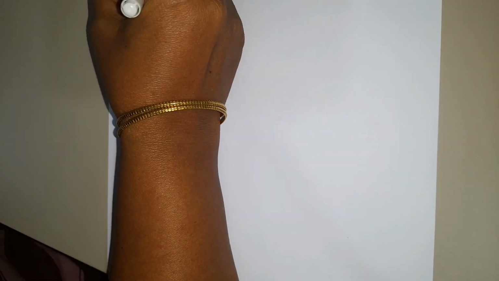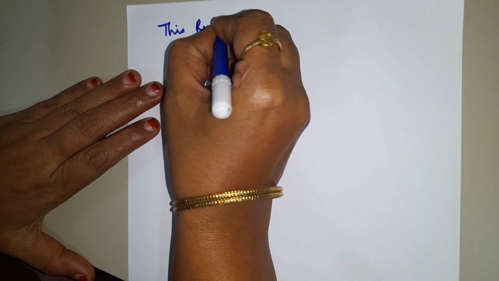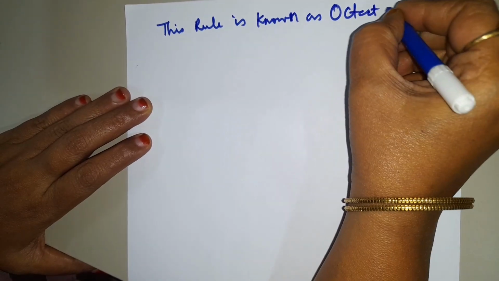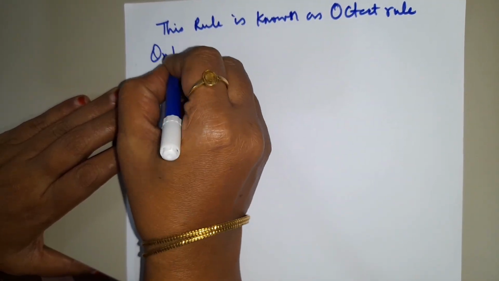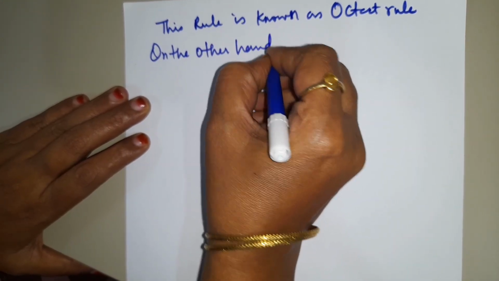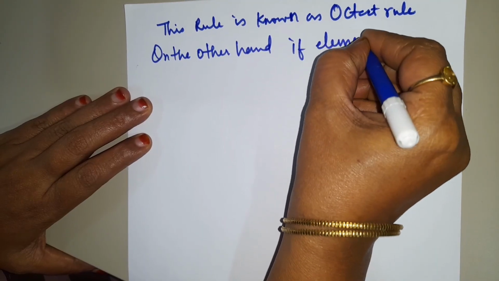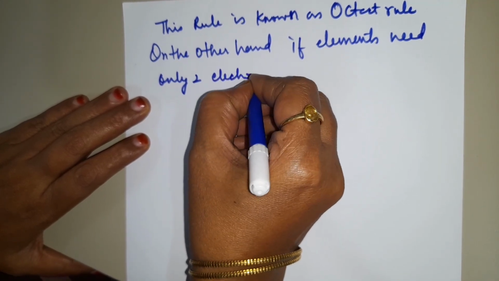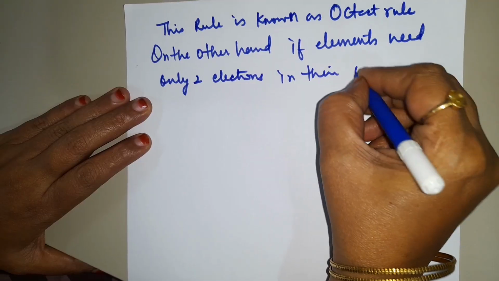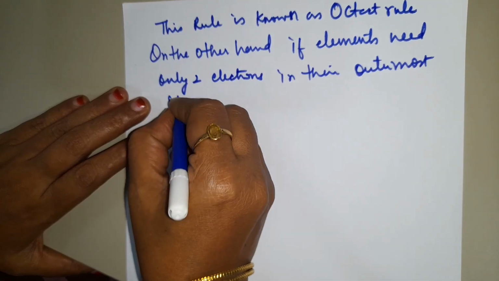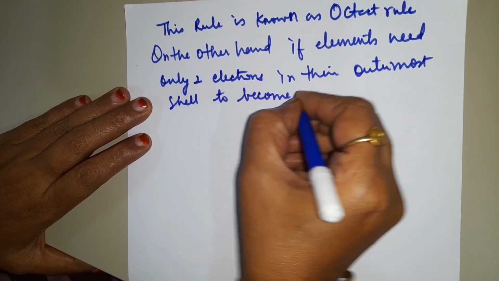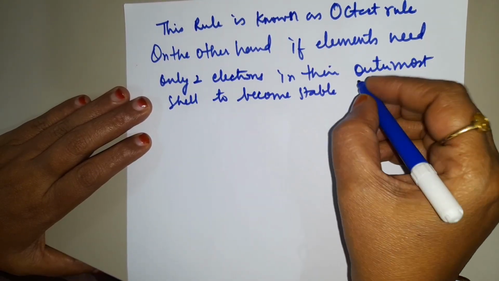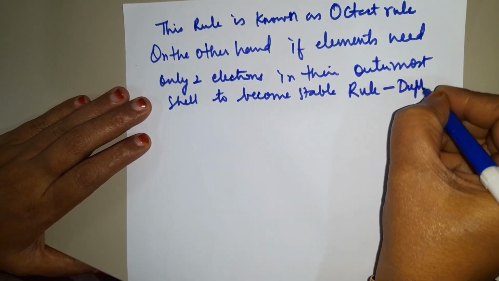This rule is known as octet rule. On the other hand, if elements need only 2 electrons in their outermost shell to become stable, this rule is known as duplet rule.